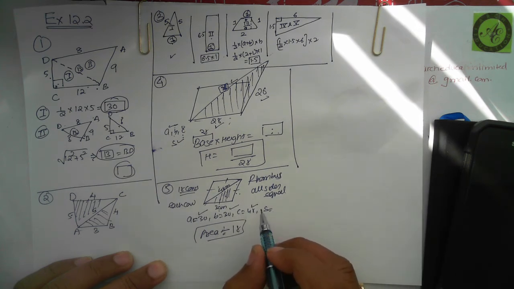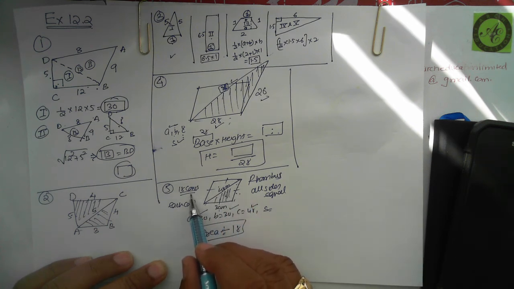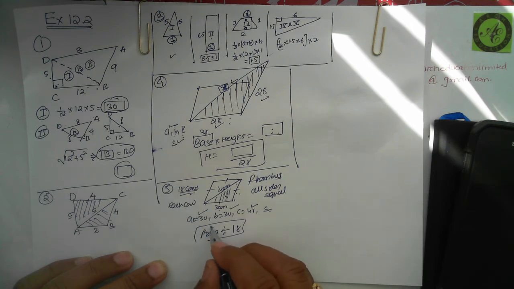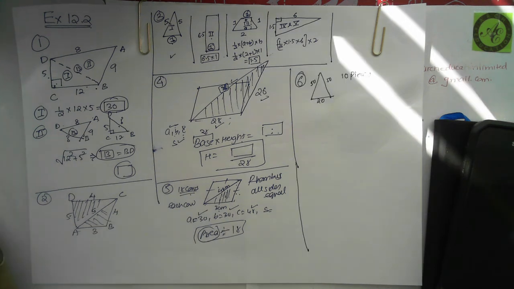Find S first and then times that area by 2 to get the area of the whole rhombus, and that area is enough for 18 cows, they say. So whatever area I get, I divide that by 18 to find the area which will be given to each cow for grazing, and that finishes question number 5.